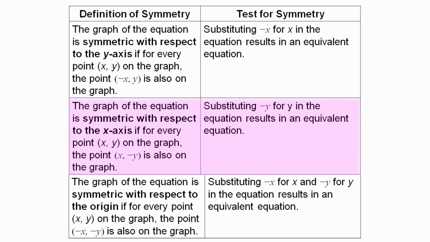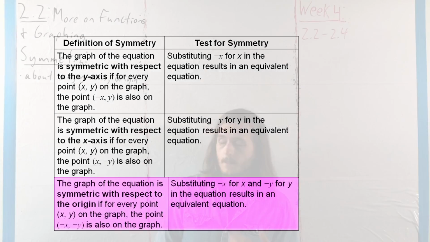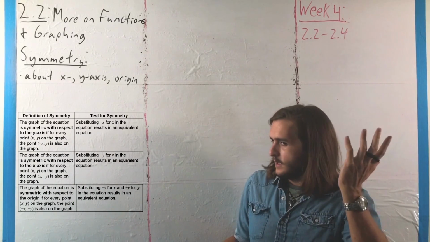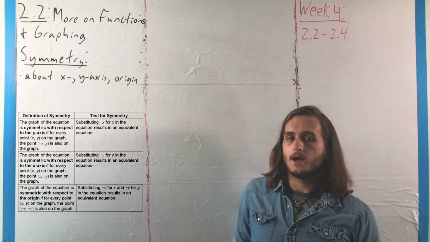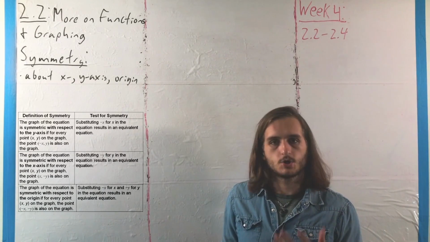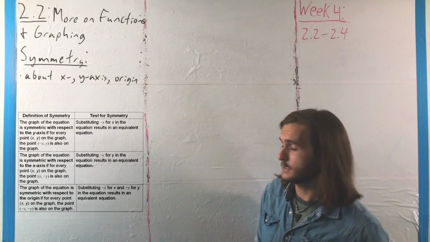But you check that by substituting negative y in for y and seeing if that doesn't affect the equation in any meaningful way. And then for symmetry with respect to the origin, we need both (x, y) and (-x, -y), and you check that by exchanging both x and y with negative x and negative y and seeing if you end up essentially just with a bit of rewriting back where you started. So we've got our three cases here. As usual, we're going to get a little bit of practice so we can see how these tests actually work in the context of another example.